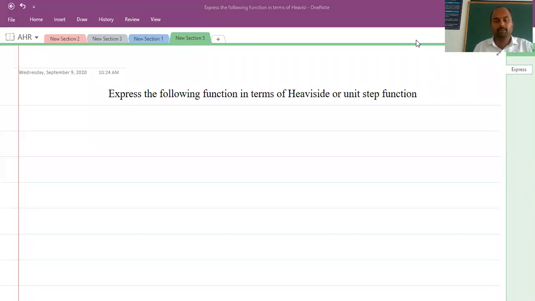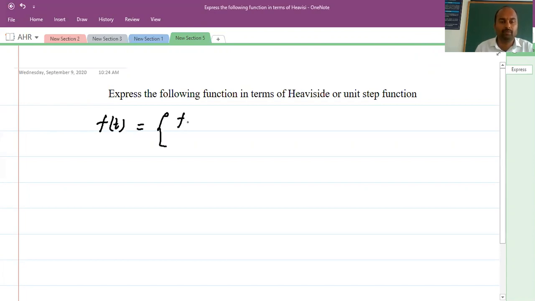So in this video, I will explain how to express a discontinuous function in terms of unit step function and hence how to find its Laplace transform. So I'll take up an example like this. Suppose we have f of t equal to f1 of t, where t is less than or equal to a, and f2 of t when t is greater than a.